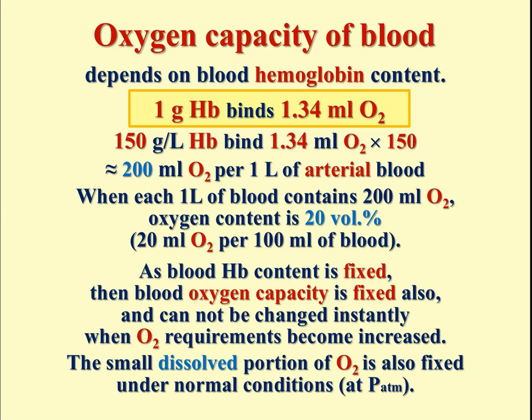Also, the dissolved portion of oxygen is fixed under normal conditions. We can increase the amount of dissolved oxygen by creation of higher than atmospheric pressure. Significantly higher pressure can be created in barometric chambers. Or naturally it may occur if there is underwater submersion. But it's not a usual case. So under normal conditions, the dissolved portion remains low, as usual, with regular atmospheric pressure.